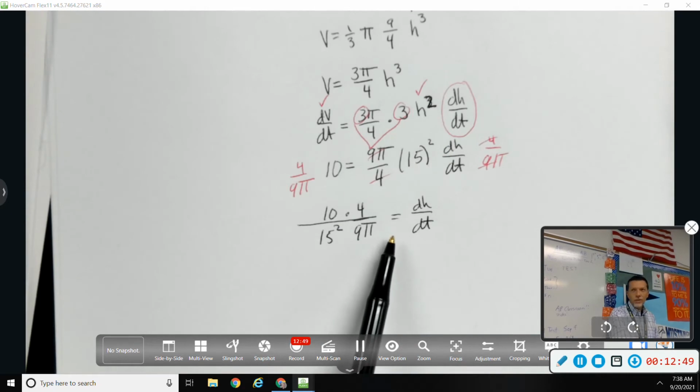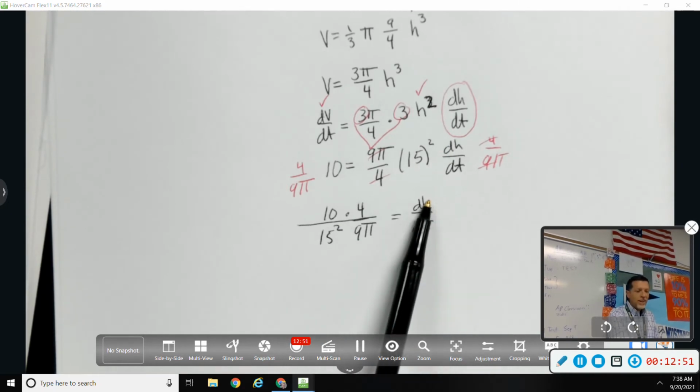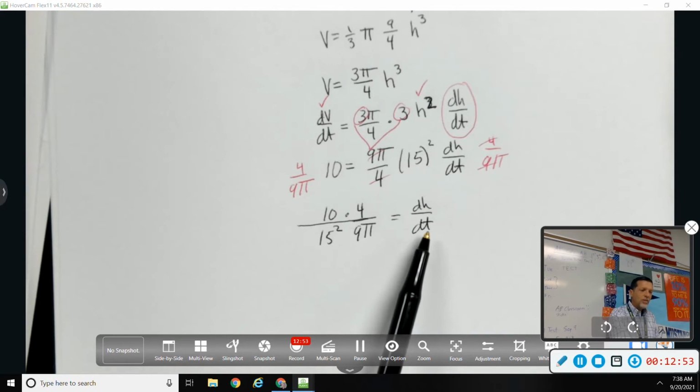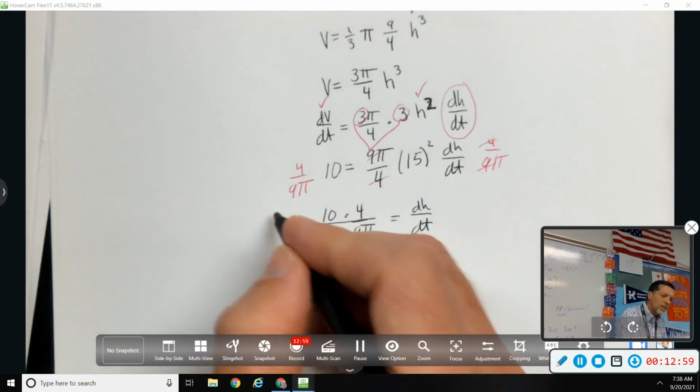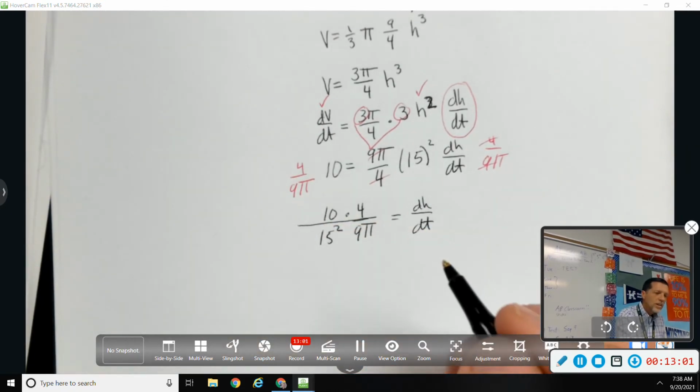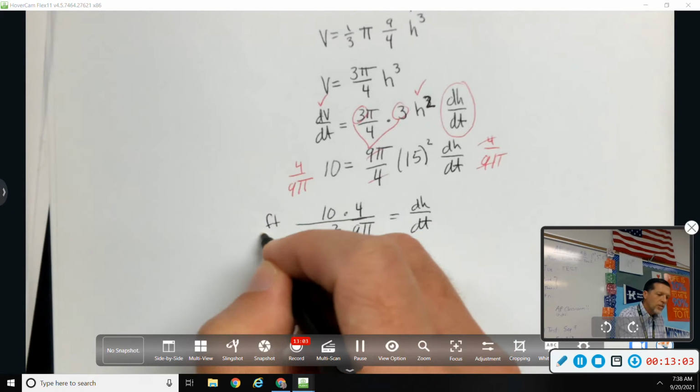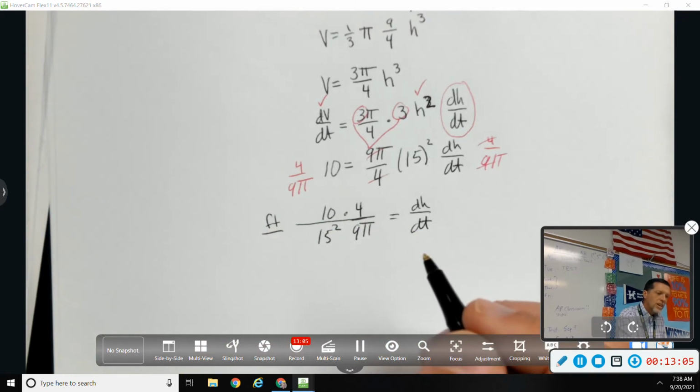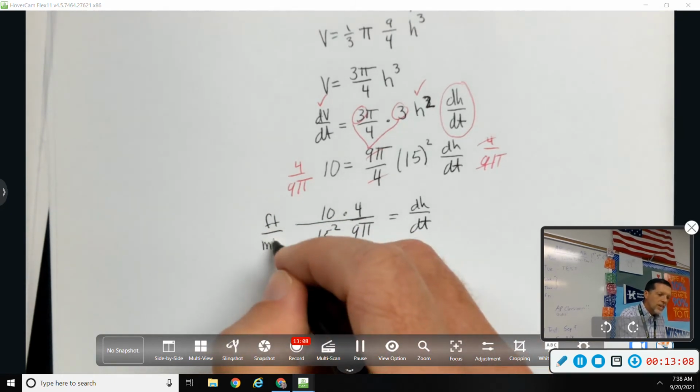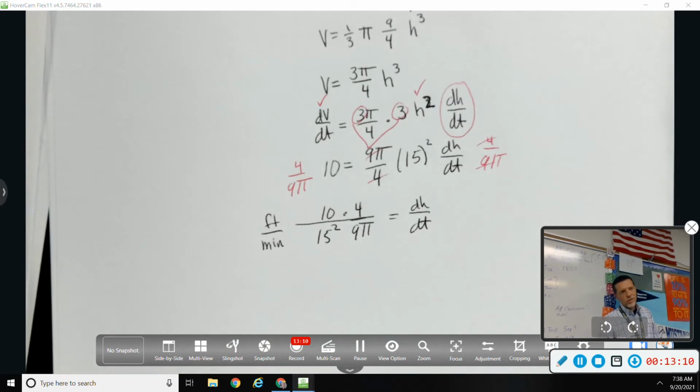The other way to do units is to look at dh dt and know what the units should be. What's h measured in this problem? Feet, and time is measured in minutes. That's how we usually do units.